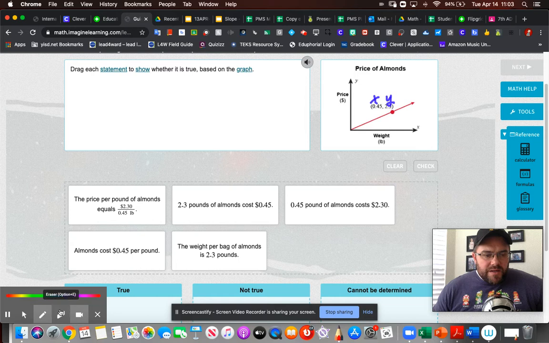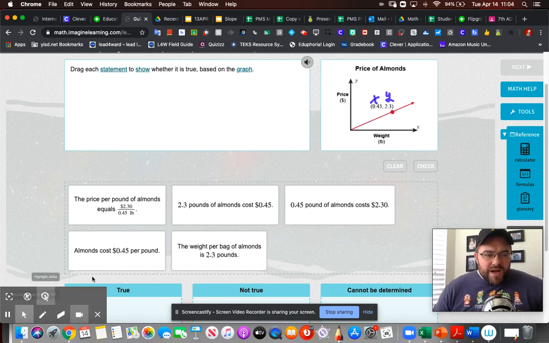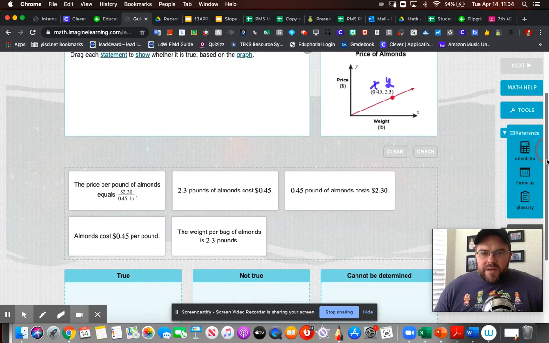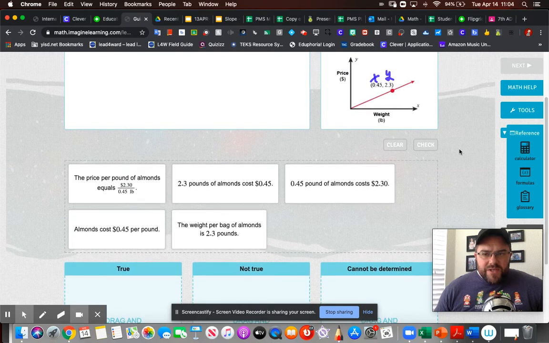I shouldn't have covered that up. There we go. I want to make sure I can see my numbers there. So this is the x and this is the y. So that means that for 0.45 pounds, not even a whole pound, it costs me $2.30. So almost half a pound is about $2.30. Okay. So let's go down here now and let's look at our options. And the first thing we see is, well, let's go after the easy one, because I think we just said right here that 0.45 pounds costs $2.30.